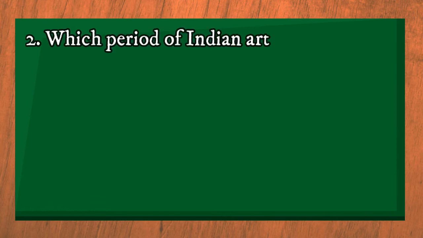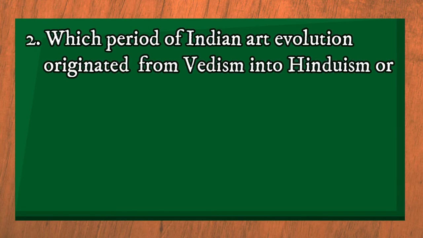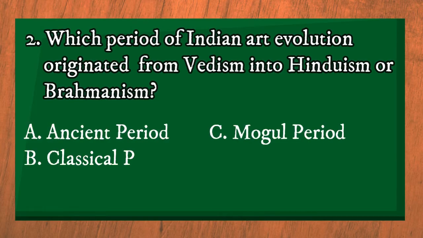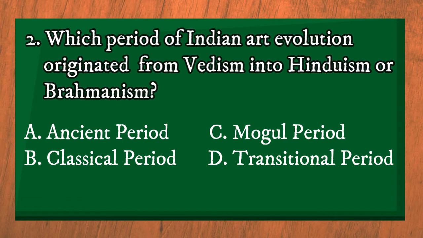Which period of Indian art evolution originated from Buddhism into Hinduism or Brahmanism? A. Ancient period, B. Classical period, C. Mughal period, D. Transitional period.